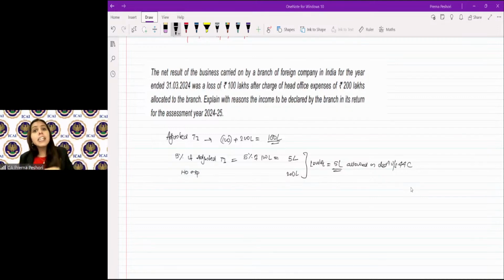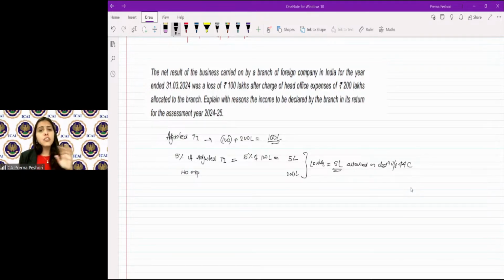Can 44AD be applied by a non-resident company? Let's say not company, let's say non-resident individual or a partnership firm. Any which ways, company is never covered under 44AD. So 44AD, can it be applied by a non-resident individual? Answer is no.